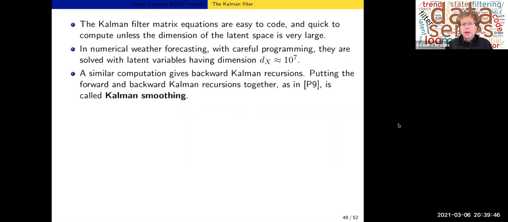There are similar calculations giving the backward Kalman recursions, and if you put the forwards and backwards Kalman recursions together, you get Kalman smoothing. We're most focused on likelihood evaluations, so really Kalman filtering and prediction are the things we most need.